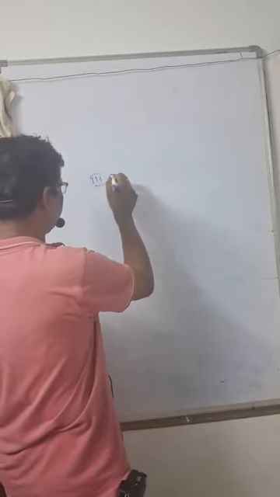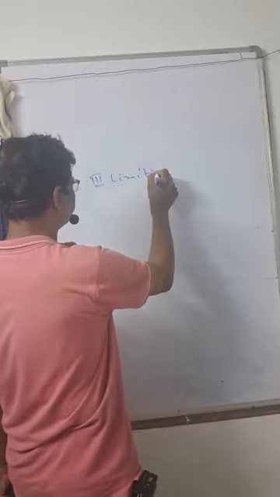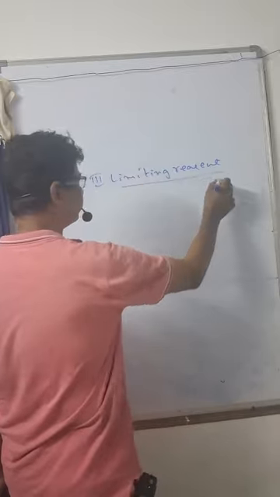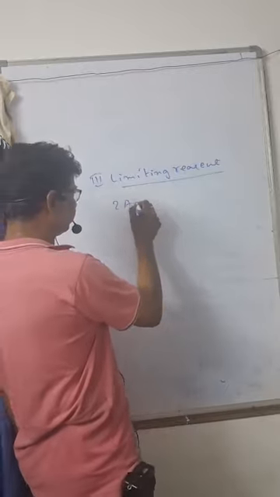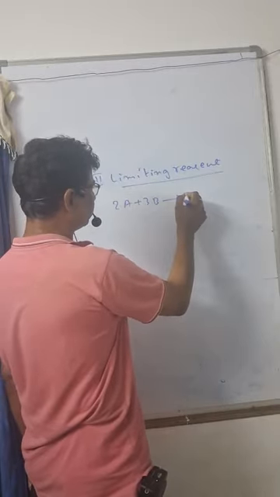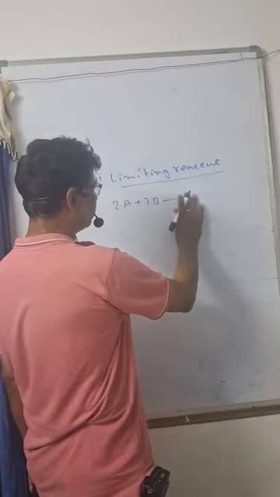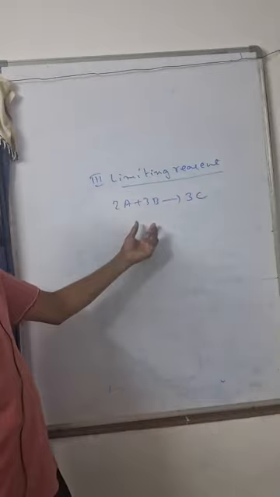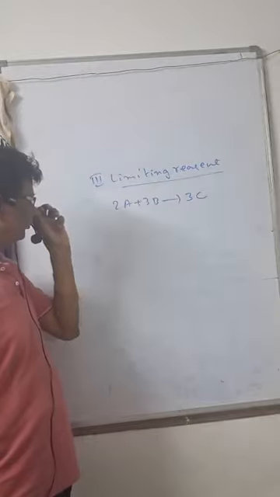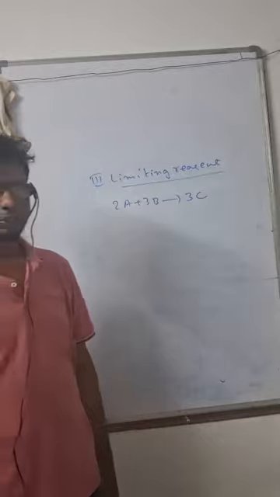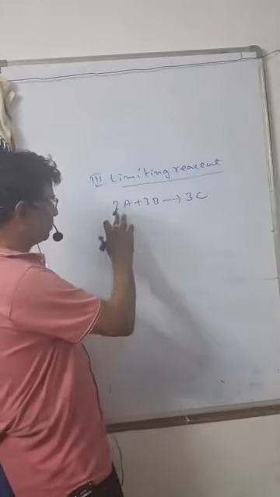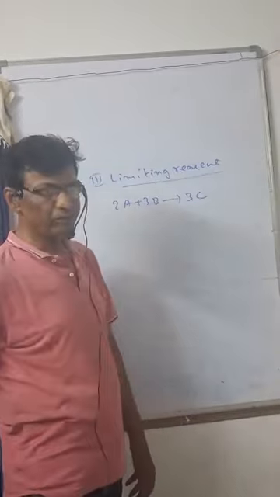Third case, limiting reagent. What is limiting reagent? Okay, A plus B gives products, suppose 3C. A and B are reactants, C is product. They react as per equation, and you mix as per equation, then there is no limiting reagent.